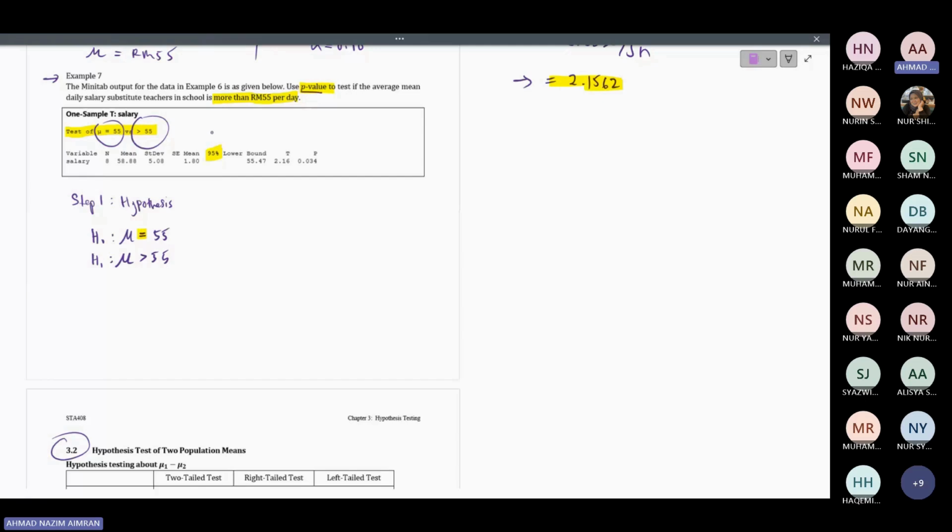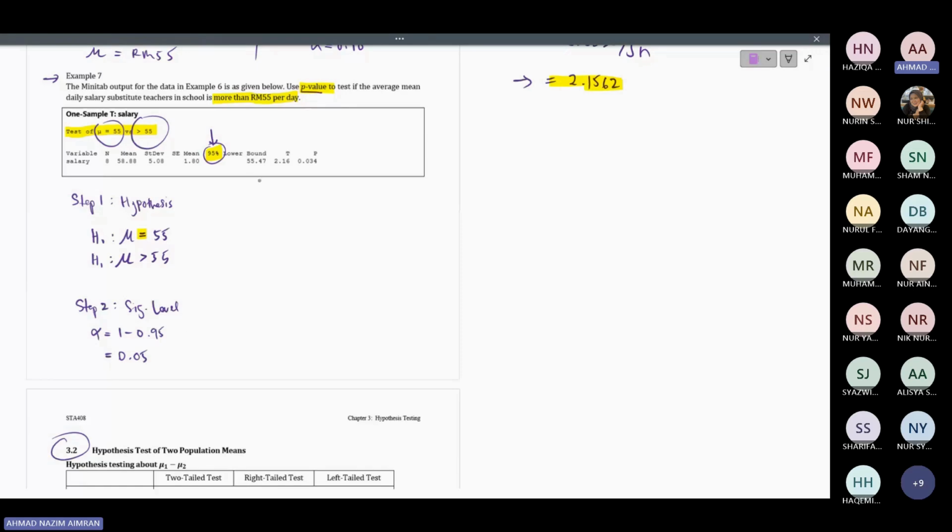And again, in the output here, the output did mention 95% lower boundary. So it means that our significance level alpha is 1 minus 0.95, and our alpha is equal to 0.05.